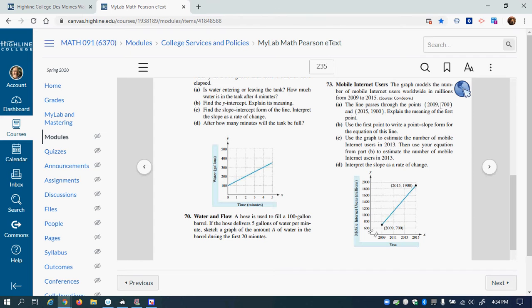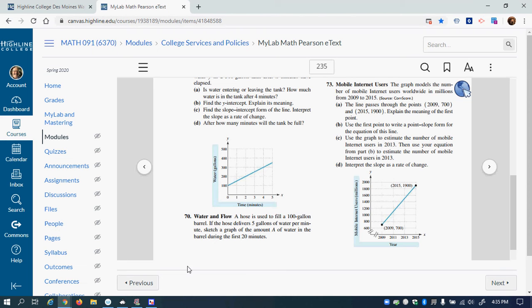If I look at the first point and the graph, the x-axis is the years, and the y-axis is the millions of mobile internet users. So it's just saying that in the year 2009, 700 million people were using the internet. That's really what part A is. Then, use the first point to write a point-slope form for the equation.